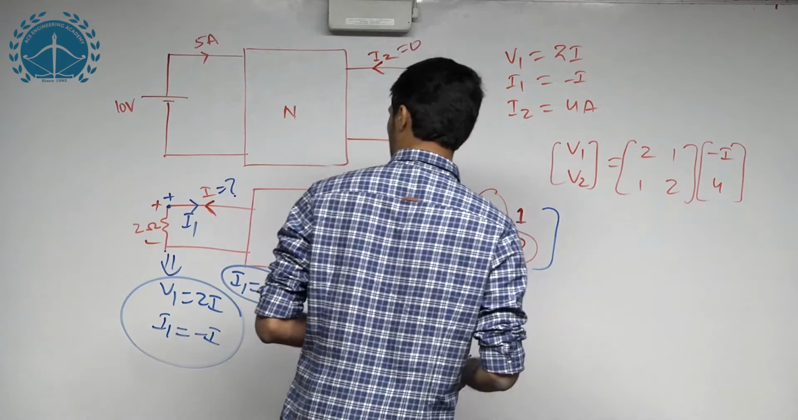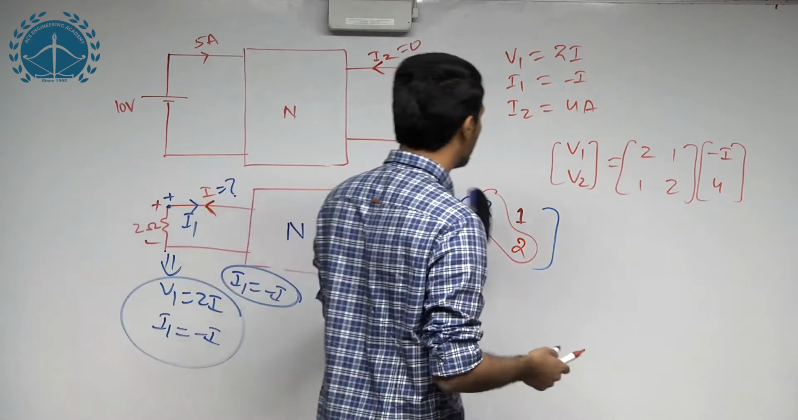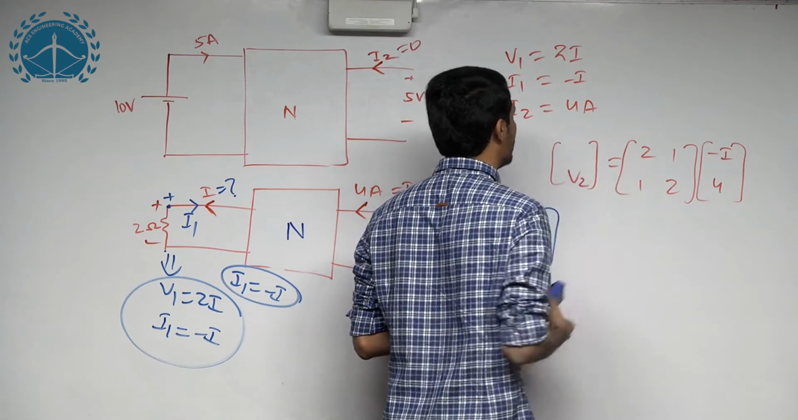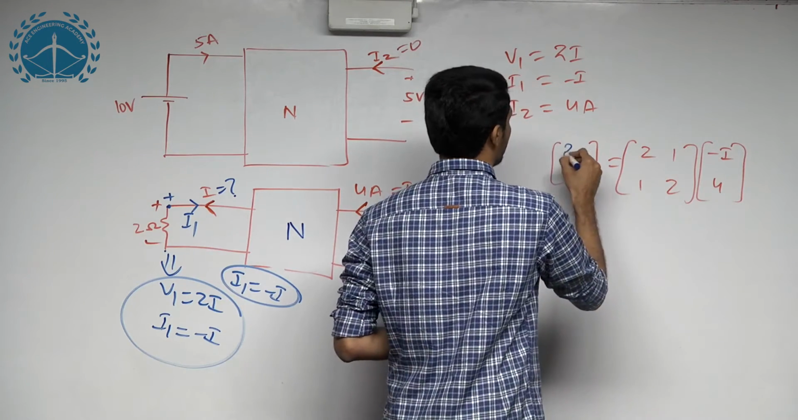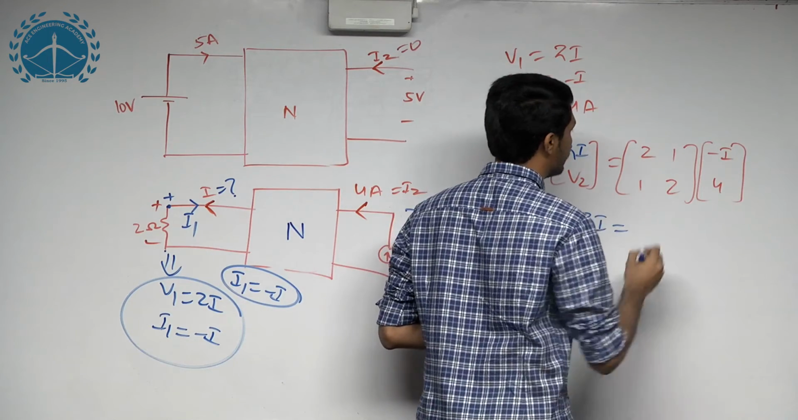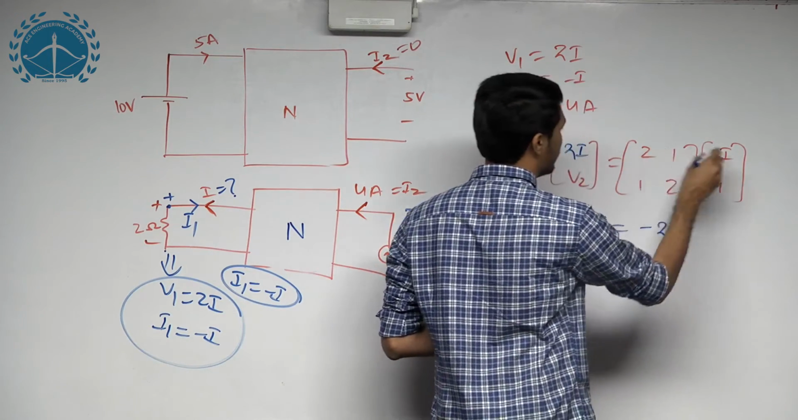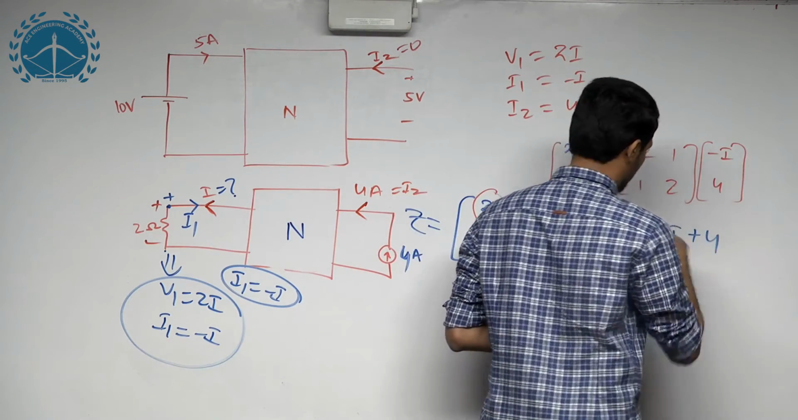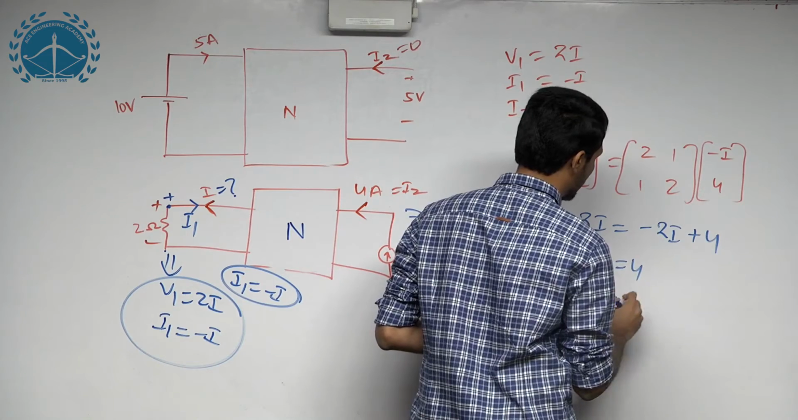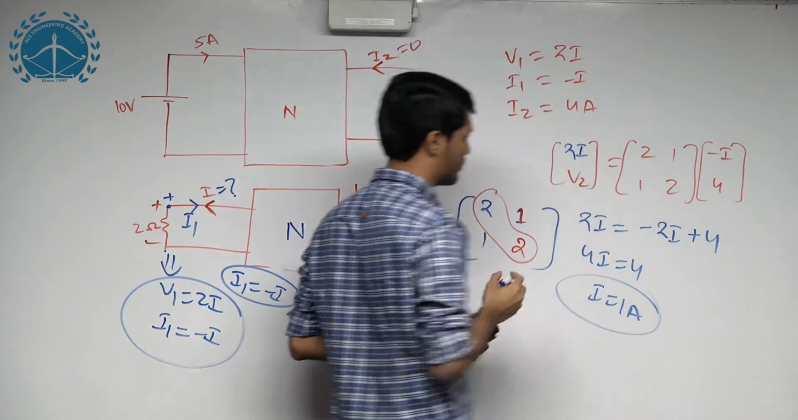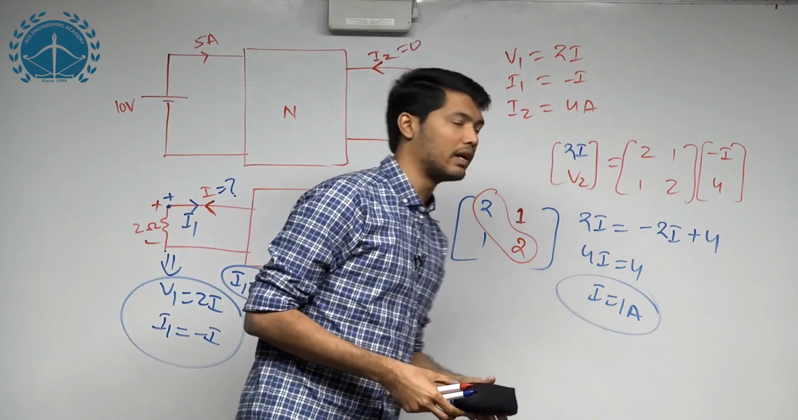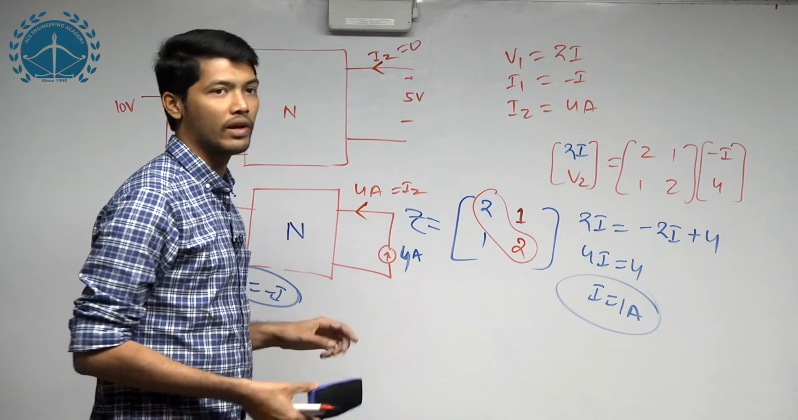What is the value of V1? V1 is given as 2I. So if you calculate, 2I is equal to minus 2I plus 4. So 4I is equal to 4, I equals 1 ampere. This is how you solve it. So finally the value of current I is equal to 1 ampere.